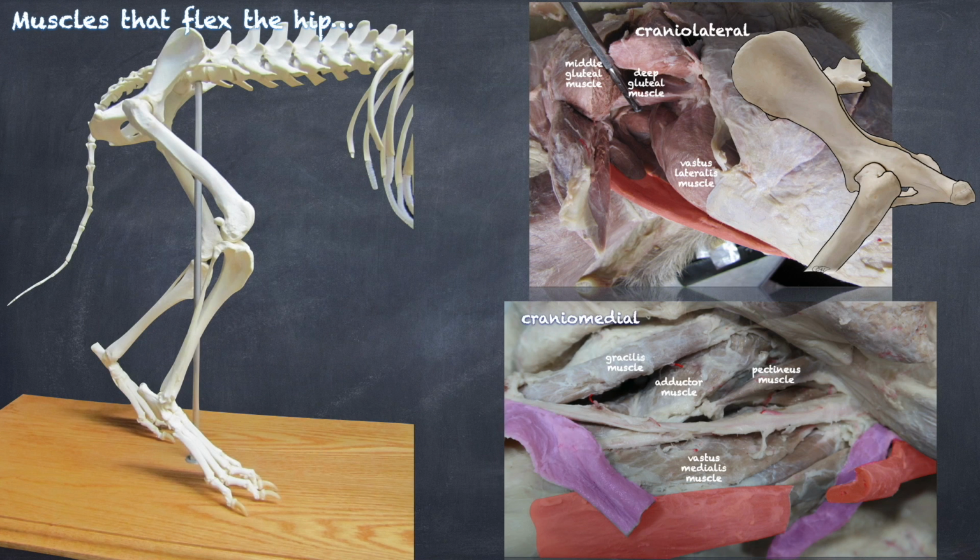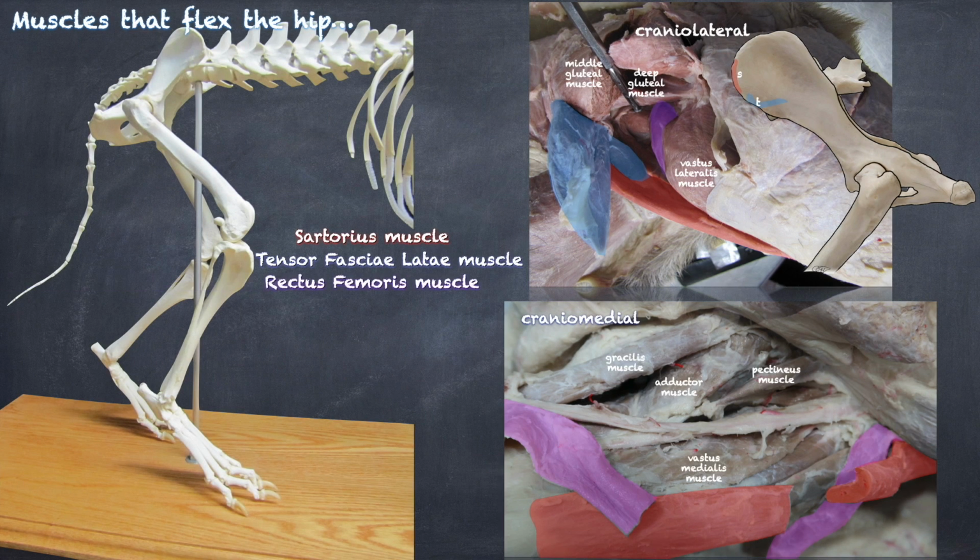Okay, so what were the muscles that flex the hip? We have the sartorius muscle. The one in red is the cranial, the one in pink is the caudal belly. And notice here I'm putting their origin up on the ilium. Who else does that? Tensor fasciae latae muscle. Rectus femoris muscle. And then we have the iliopsoas muscle.